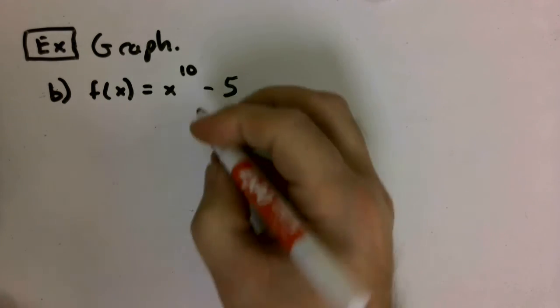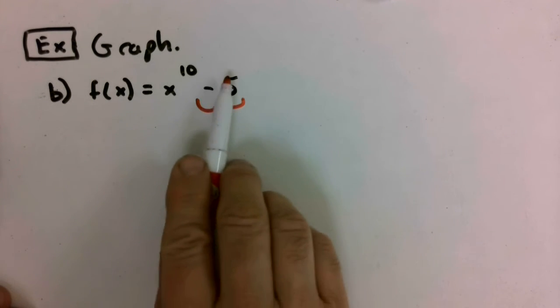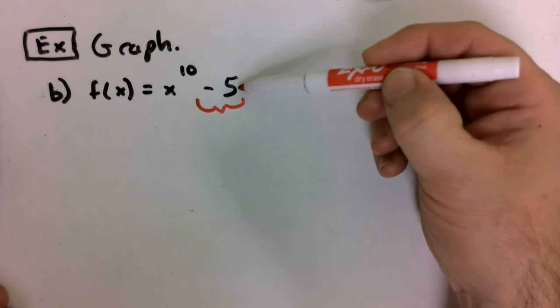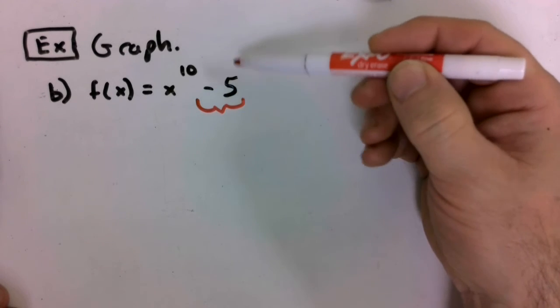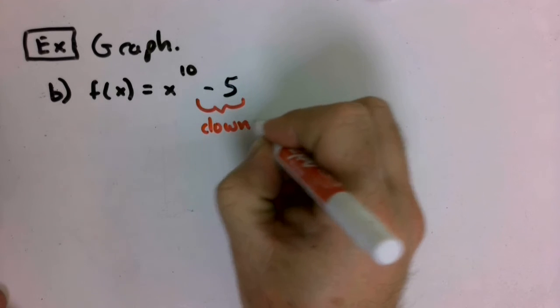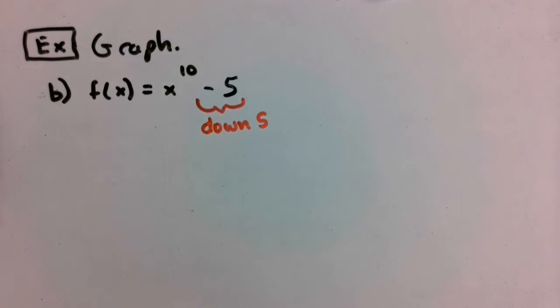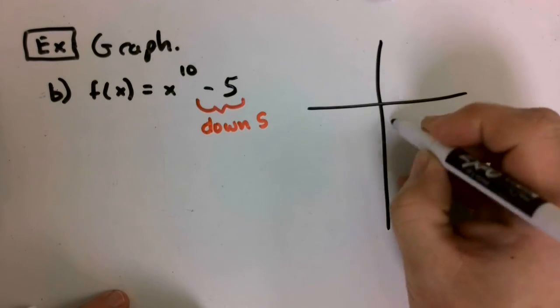And anytime you have addition or subtraction, what that does to our parent function is it slides it either up or down or left or right. This subtraction is not in parentheses, which means it is vertical shift. So this will slide our graph either up or down. And for vertical shifts, plus is up and minus is down. So this is going to take the parent function graph and slide that down 5 units and still be U-shaped just like the parent function. So a very quick sketch of this graph.